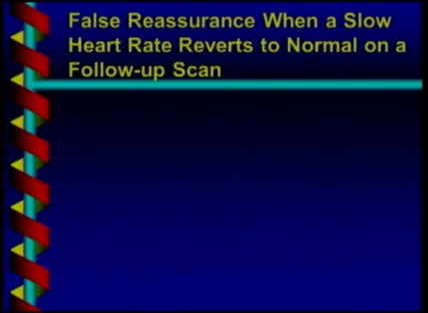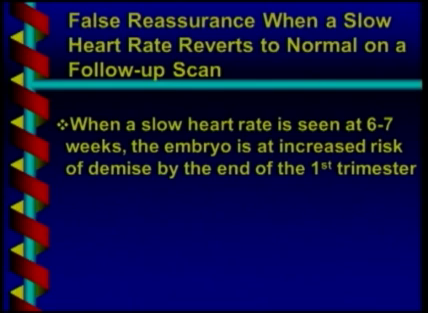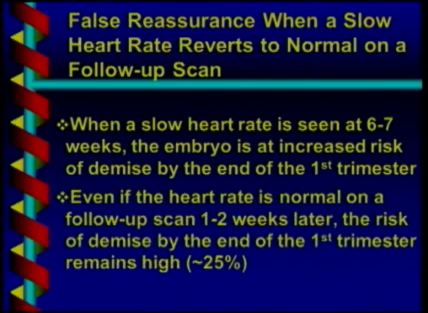So you want to avoid false reassurance when a slow heart rate reverts to normal on a follow-up scan. When a slow heart rate is seen at 6 to 7 weeks, the embryo is at increased risk of demise by the end of the first trimester. Even if the heart rate is normal on a follow-up scan 1 to 2 weeks later, the risk of demise by the end of the first trimester remains high, about 25%. When does the increased risk end? The answer is that if you have a slow heart rate early on and the fetus is still alive, there's still a heartbeat at the end of the first trimester at 13 weeks, then the risk reverts to normal.